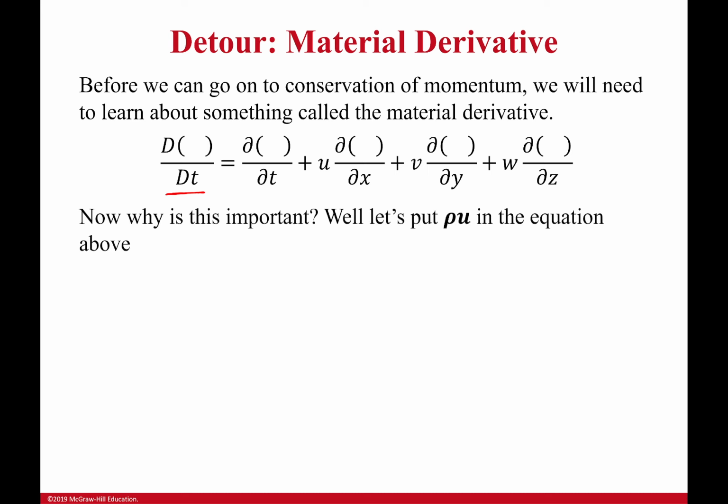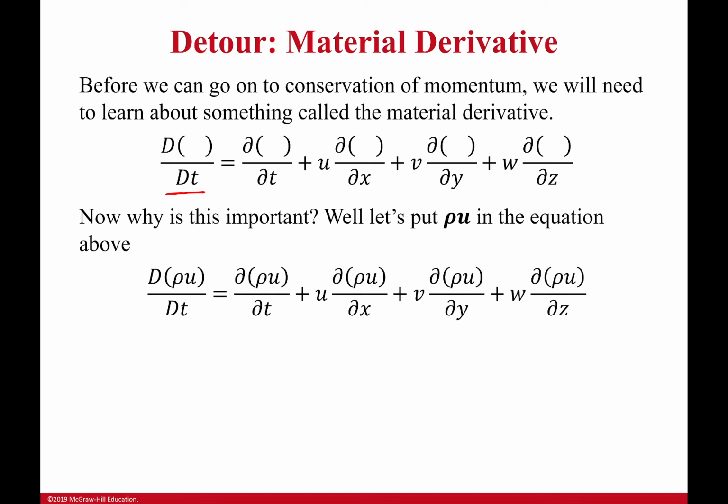Now, this by itself probably doesn't look that important to you, but let's go ahead and put the mass flow rate in there, the density times the velocity. And when I put that in, what I see is the following. I have my density times velocity, and it's shot into all of these. Okay, well, why is this still important? Well, each of these terms actually means something. So let's focus on that first time derivative term.